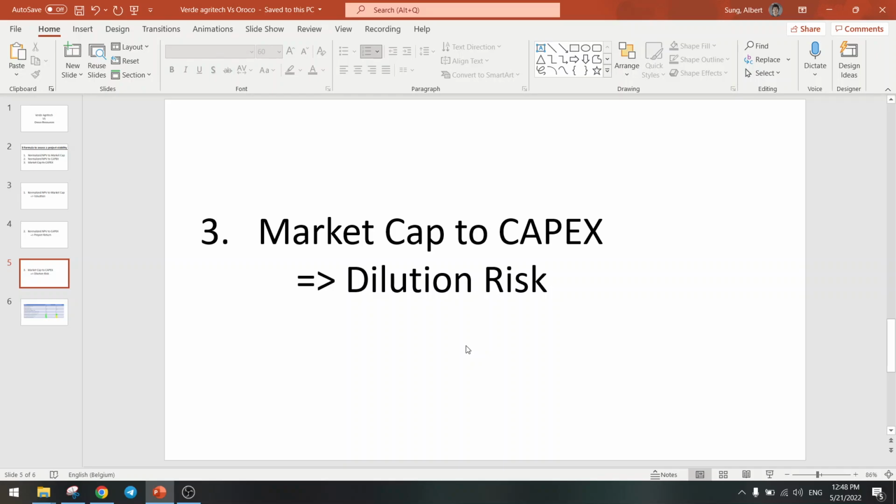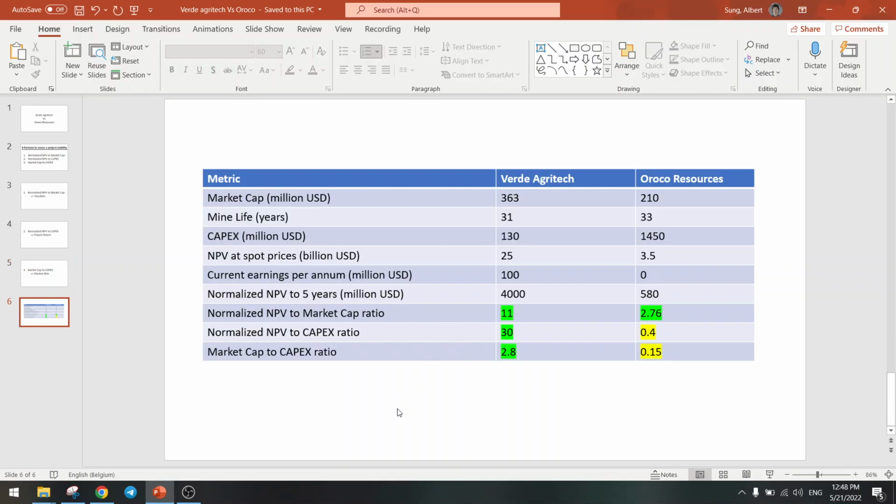So these are the three formulas that you need to apply on your different projects. Let's do this for Verde Agritech and Oroco Resources. I have the numbers here. This is the current market cap. Verde is now higher than Oroco Resources in market cap. Mine lives are about the same. I took the feasibility study of the Caesar report and, for Verde Agritech, the latest feasibility study. Of course, these numbers can change later on, but let's take the old feasibility study.